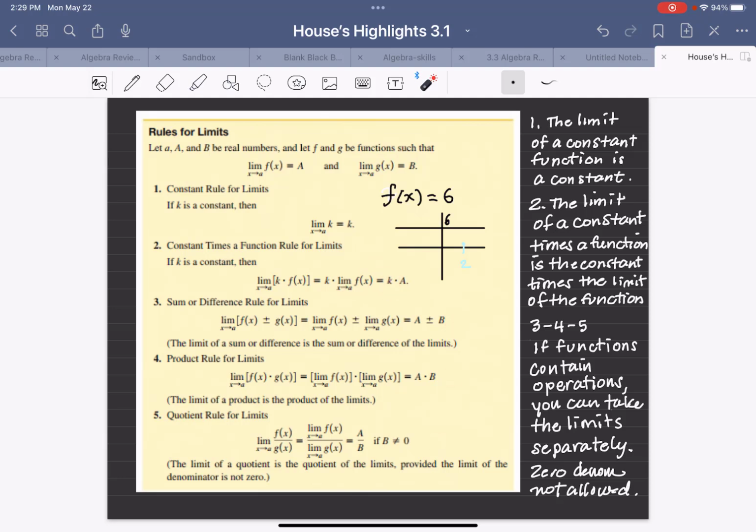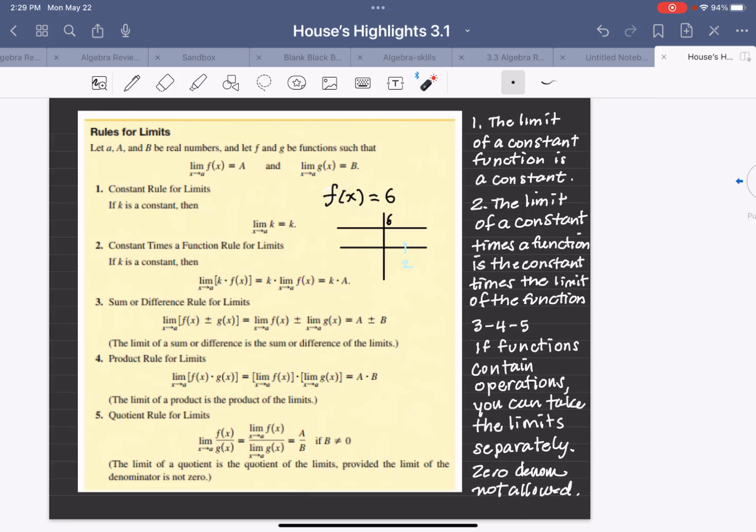Now all three of these, 3, 4, and 5, contain similar ideas, that if a function is made up of the addition or subtraction of functions, the multiplication of functions, or the division of functions, you can separate these and take the limit of each part. So if it's added or subtracted, you take the limit of the first part added or subtracted to the limit of the second part. If they're multiplied, you take the limit of the first one times the limit of the second one. And if it's divided, you take the limit of the top one divided by the limit of the bottom one. But always remember, zero denominator is not allowed.